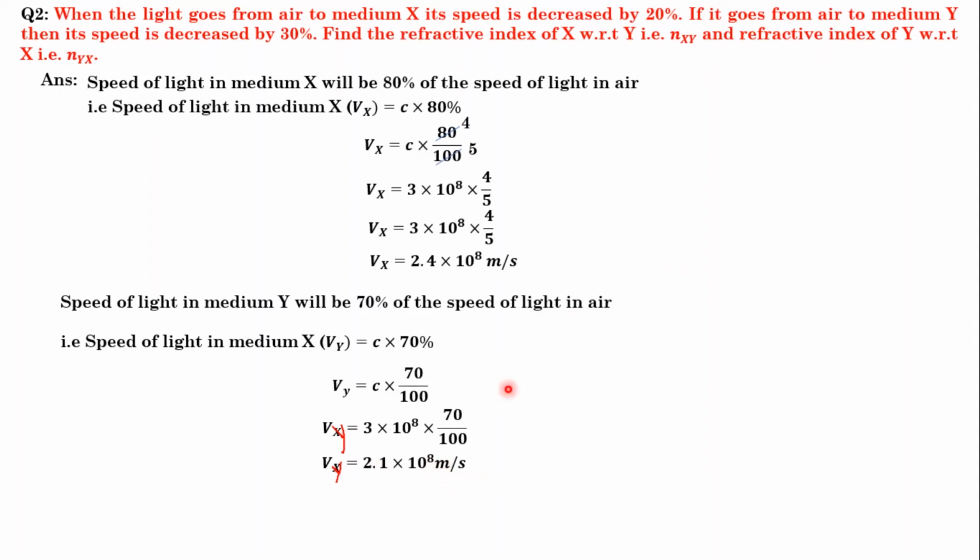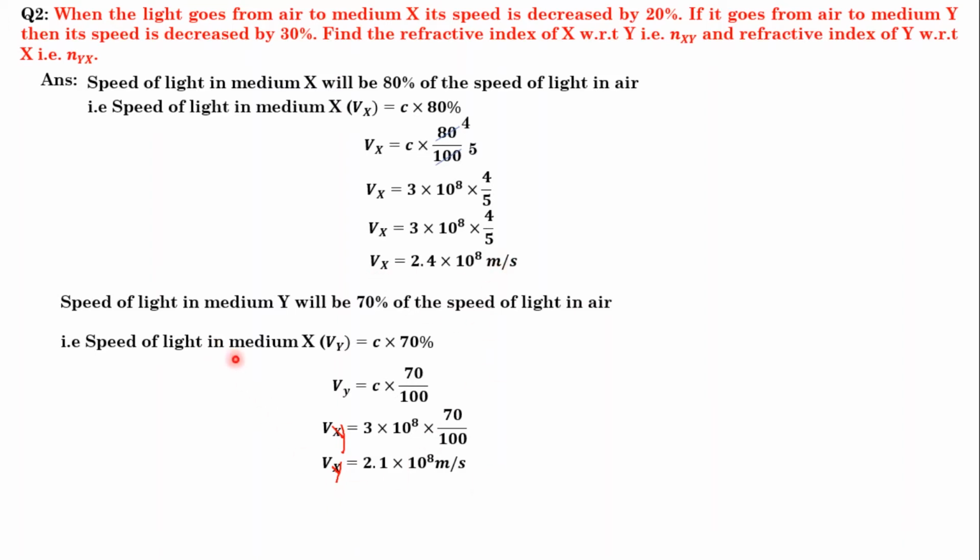Now from here you can see which one is denser and which one is rarer. The speed of light is maximum in the case of x, so it is rarer, and this one is denser. So y is denser and x is rarer.